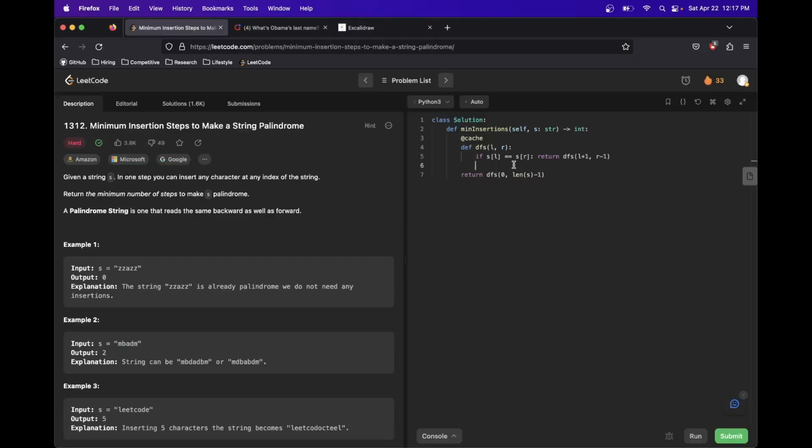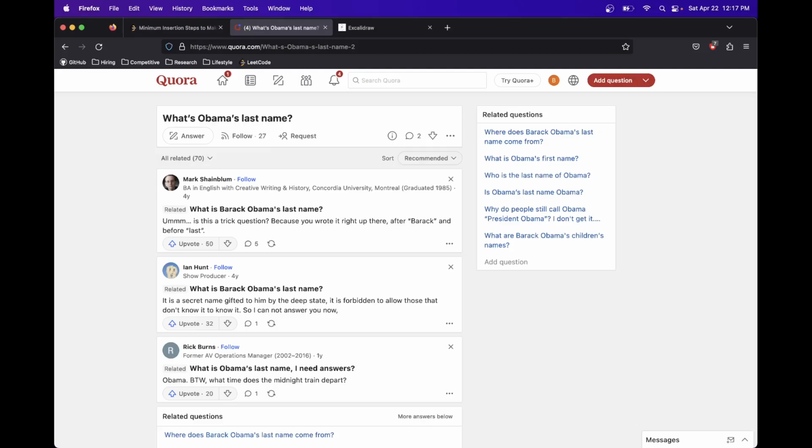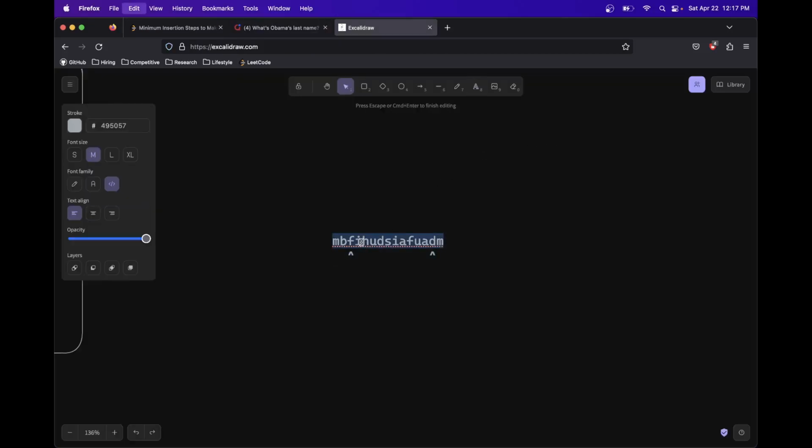So in that situation, we can just say something like return min DFS L plus 1, R and DFS L, R minus 1, and then plus 1, because here we're actually making an insertion to do this. And then we need some sort of base case. So what that'll look like is probably if L is greater than or equal to R. We want to say greater than or equal to, because if we just said if L equals R, here that would be okay. If we're going back to this one, here we would say, well, eventually L and R are both going to wind up at A. That's great.